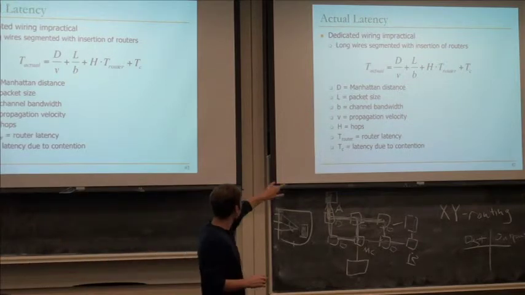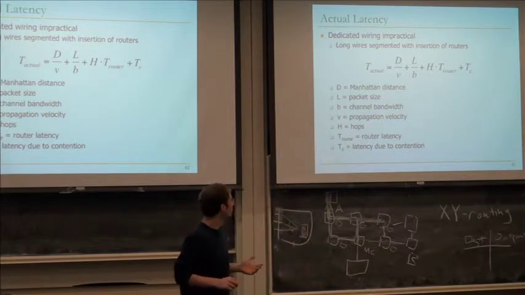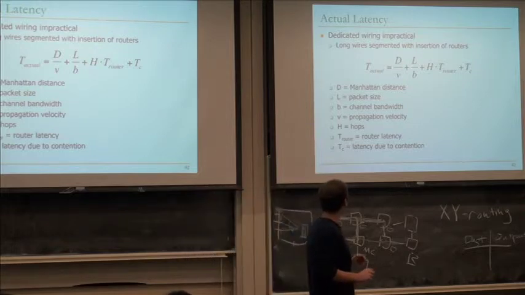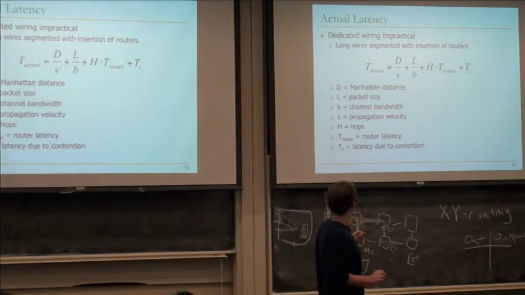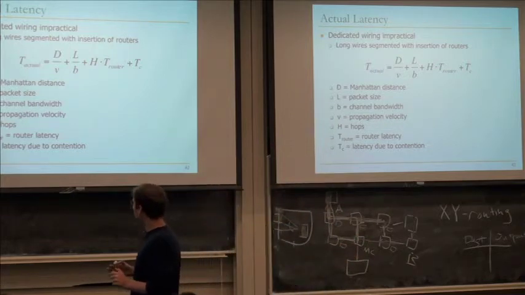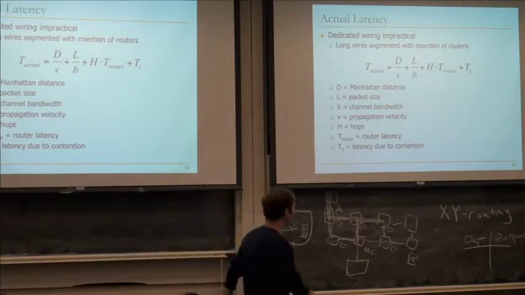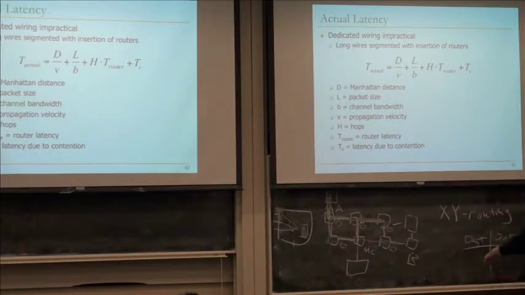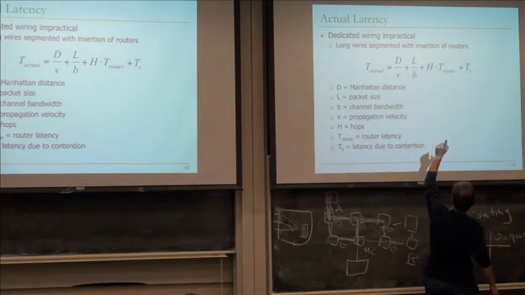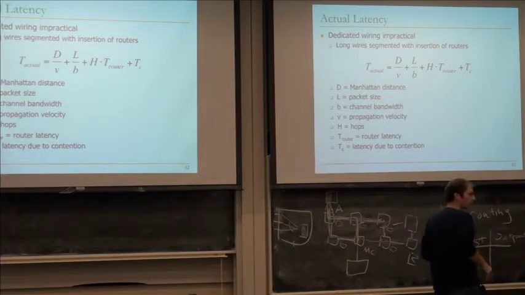So we have the initial two terms, which are the optimal, based on basically the speed of light and the speed of our link. And then on top of that, we have the number of hops and the time we spend in each router, plus the time due to contention. So you can consider all of the terms except for the last one. Remember again, this is the speed of light term, this is serialization delay, and this is time per hop. If we take just those three terms, that's the zero load latency.